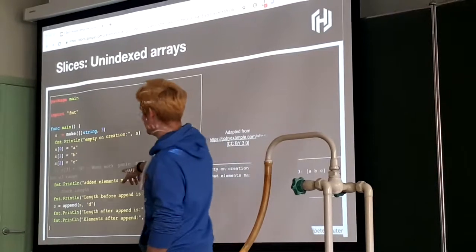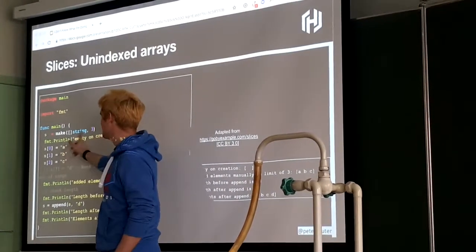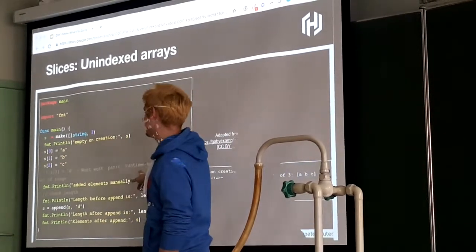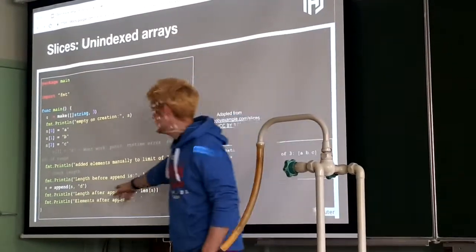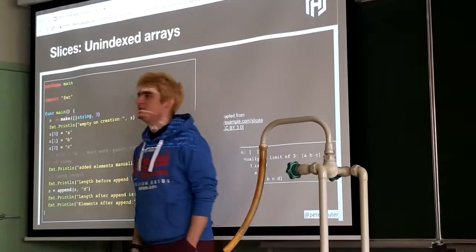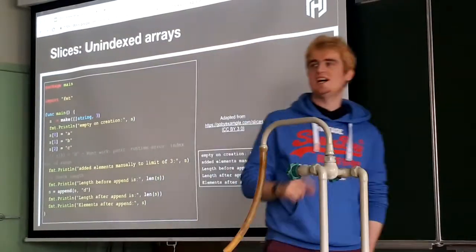But then obviously, if I try and say S3, this is only length 3 right now, so it's going to give me an index out of range. So in this example, to actually add something to it, I will use the append method. What the append method is doing, it's a helper method.